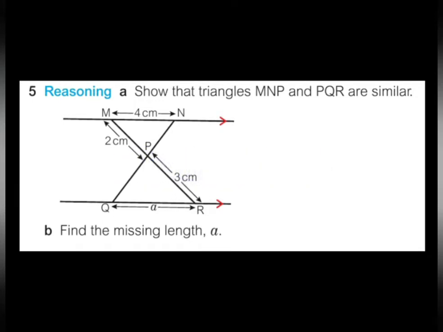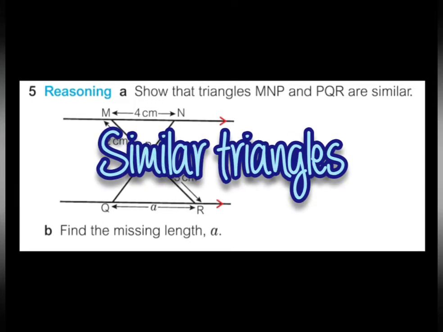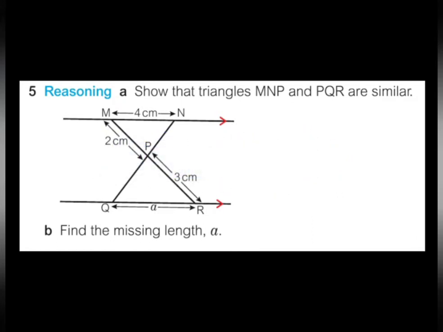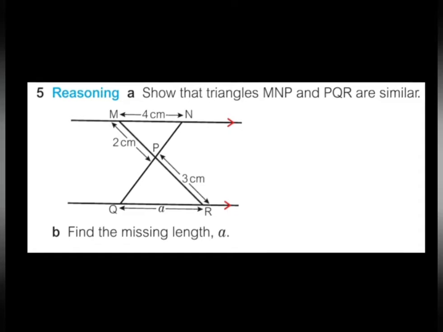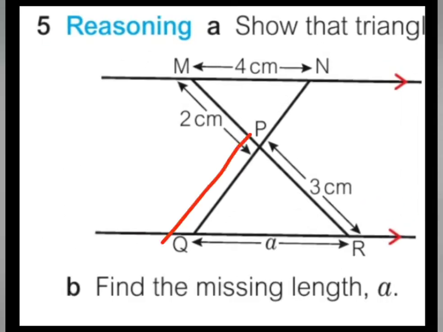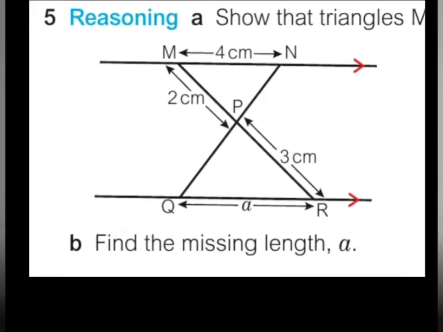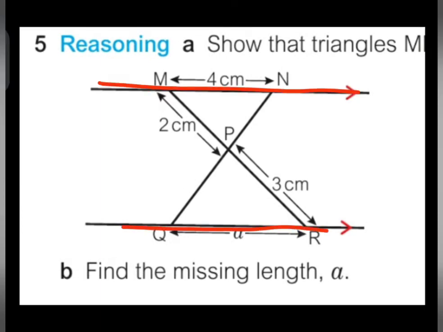In this video, we're going to talk about similar triangles and how to answer questions about similar triangles. Question 5. A. Show that triangles MNP and PQR are similar. Now let's take a look at these two triangles, QPR and MNP. These are two triangles on top of each other and they are between two parallel lines.